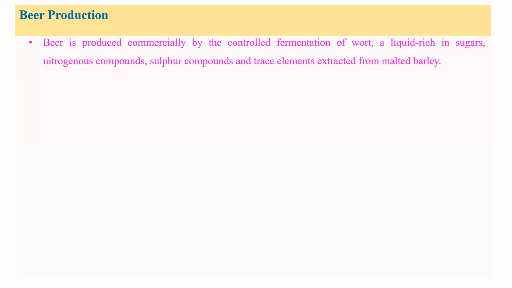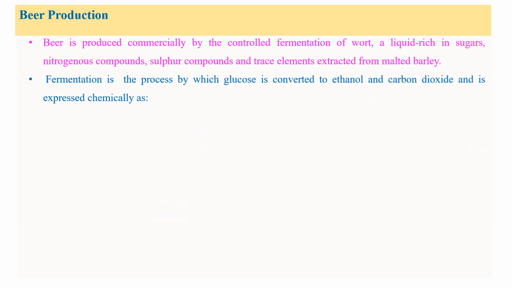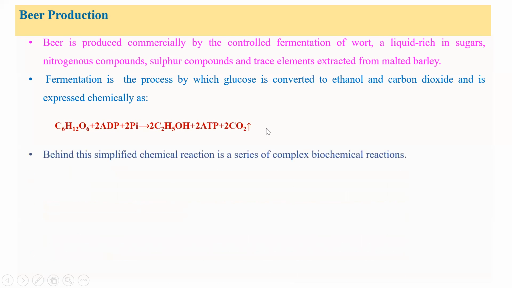Beer is produced commercially by the controlled fermentation of wort, a liquid rich in sugars, nitrogenous compounds, sulfur compounds, and trace elements extracted from malted barley. Fermentation is a process by which glucose is converted to ethanol and carbon dioxide. So it can be expressed in this formula where sugar, that is glucose, is converted to ethanol and carbon dioxide with the release of two molecules of ATP.